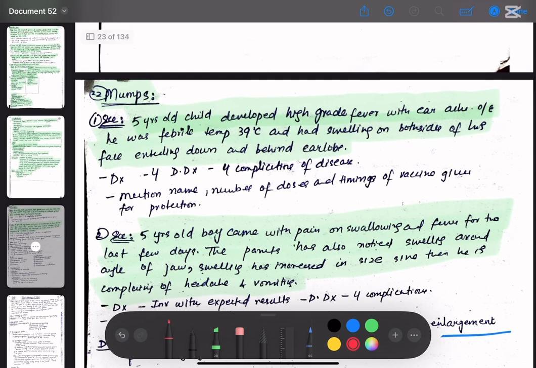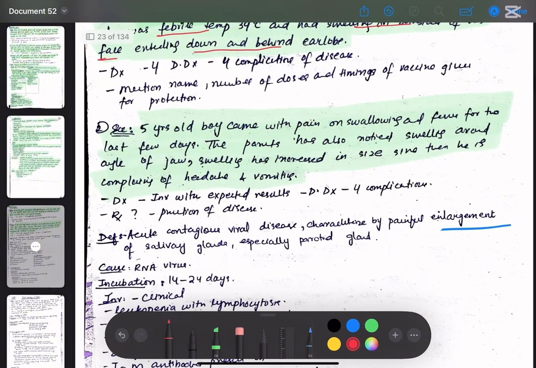So in this scenario, we have the clinical features of high grade fever with earache, and the child was febrile and had swelling on both sides of his face, extended down and behind the earlobe. And in the other scenario, a 5 years old boy came with swelling and fever for the last few days, and the parents noticed swelling around the angle of jaw, and the swelling has increased in size since then. He is complaining of headache and vomiting.